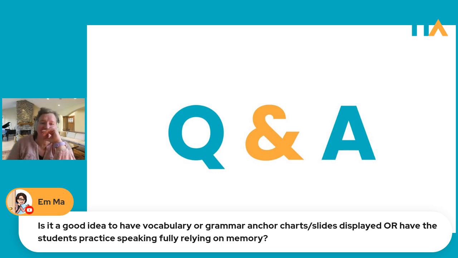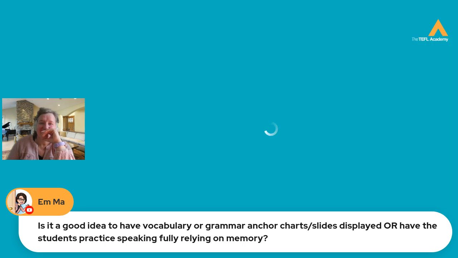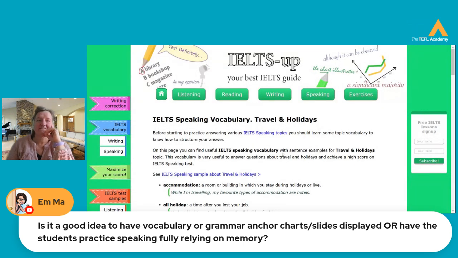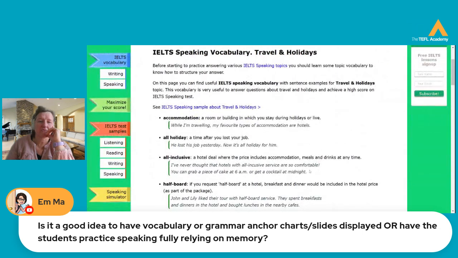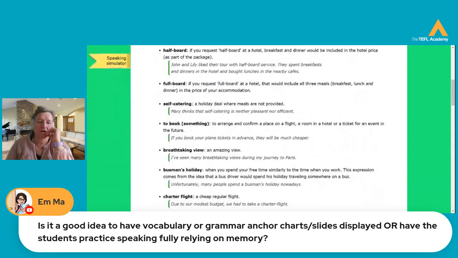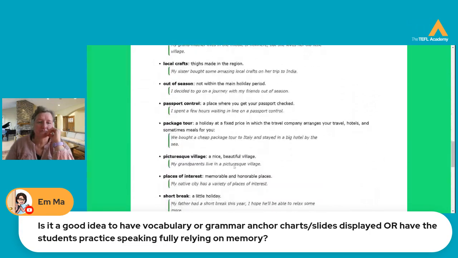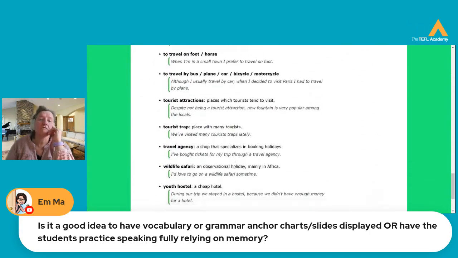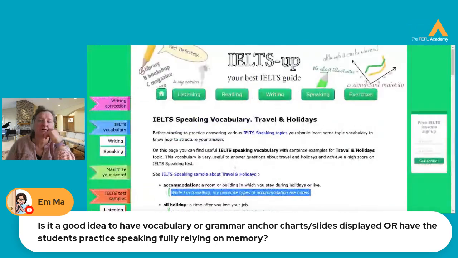Let me see if I can share the screen. Uh-oh. Okay, I hope you can see this. Yeah, this is IELTS up, and it's got speaking, practice, vocab, tips. Let's say we're doing travel and history, and notice it's got all the vocab worked out, like accommodation, where you stay, and then here's an example. While I'm traveling, my favorite types of accommodation are hotels. So we go through the vocab, and then I'll ask them to tell me about their travels.